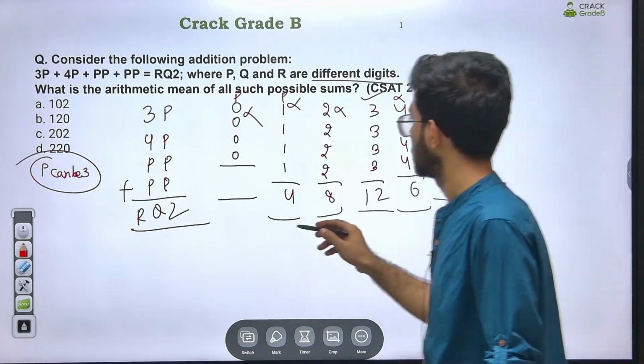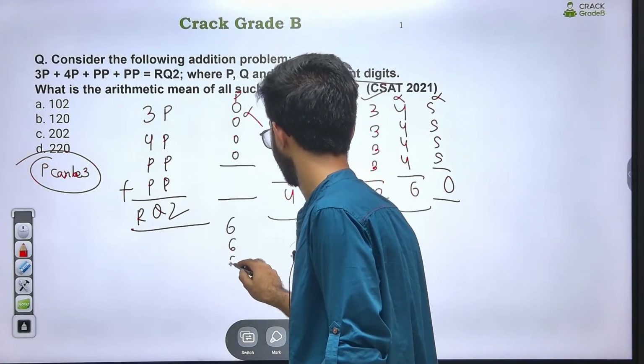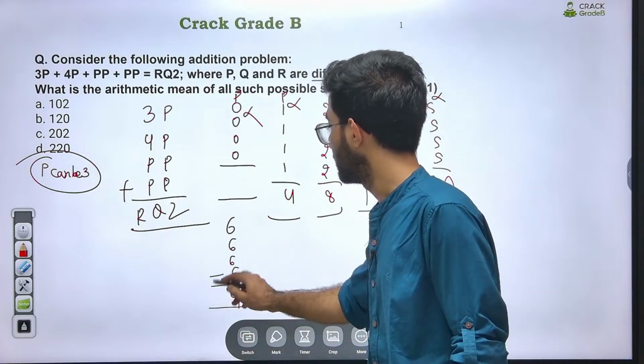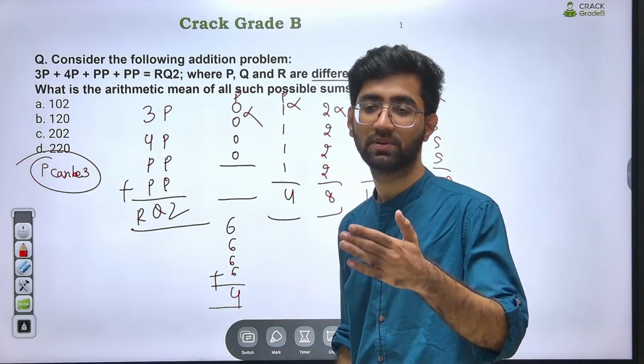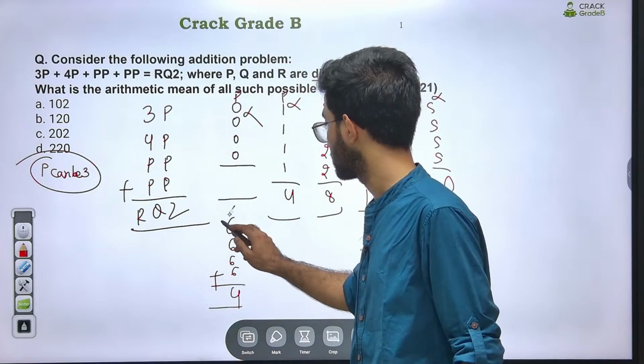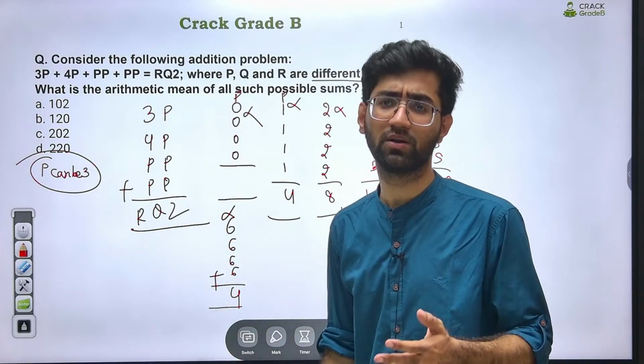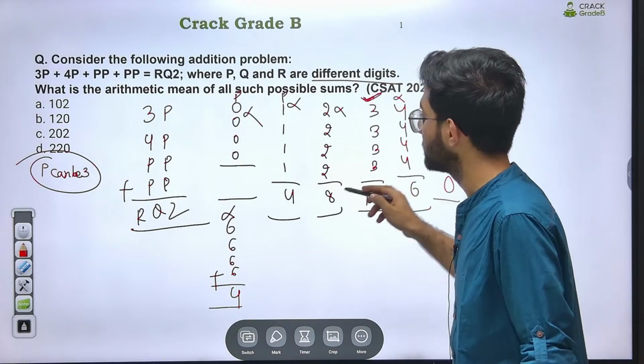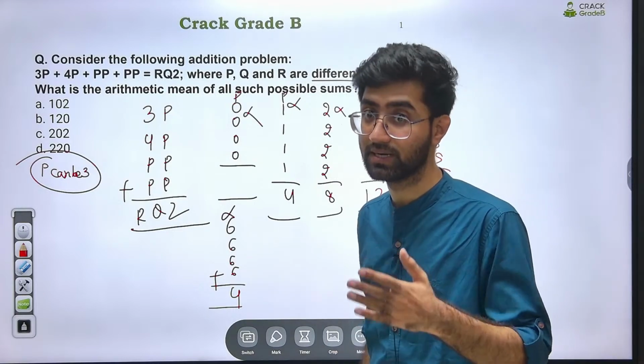If you put P as 6, at unit place you will get 4. Why? Because 6 plus 6 plus 6 plus 6 is 24. So at unit place, you will get 4. But we have to get 2. We have only found that P can be 3. But we haven't checked for 7, 8 and 9 yet.